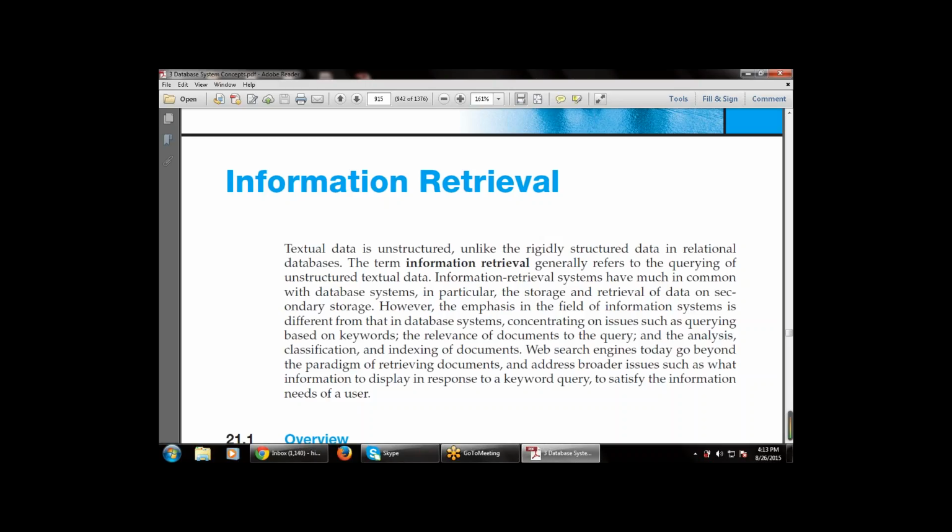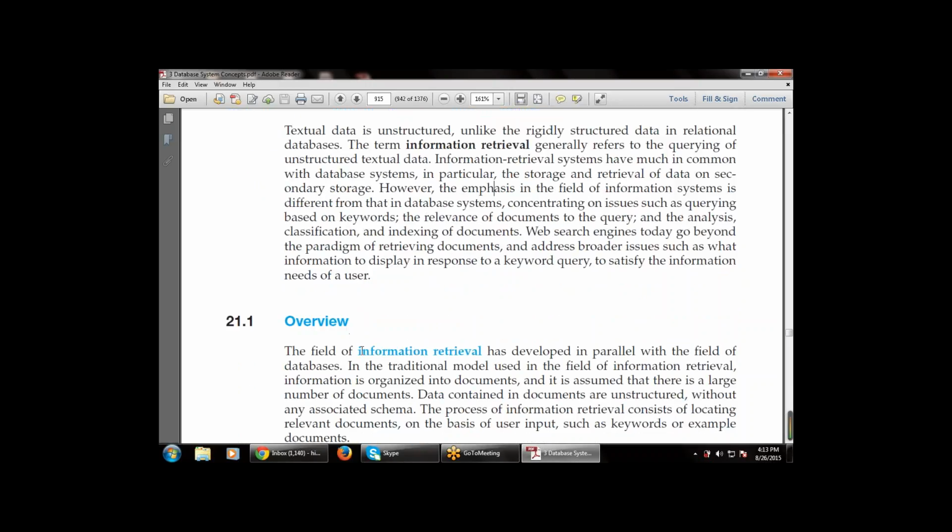Next is the overview of information retrieval. The field of information retrieval has developed in parallel with the field of databases. In the traditional model used in the field of information retrieval, information is organized into documents. That is the traditional method by which we do information retrieval. It is organized into various documents, and it is assumed that a large number of documents is available to support information retrieval.